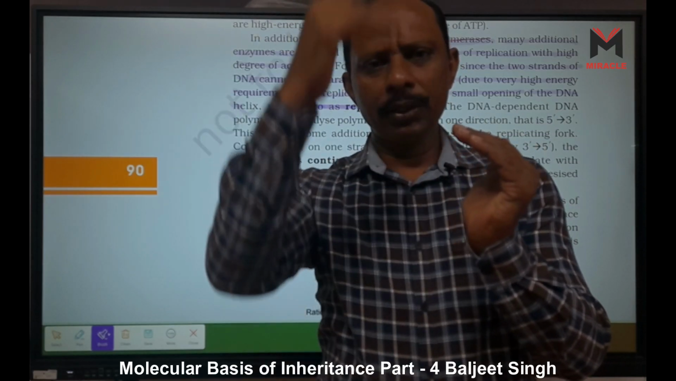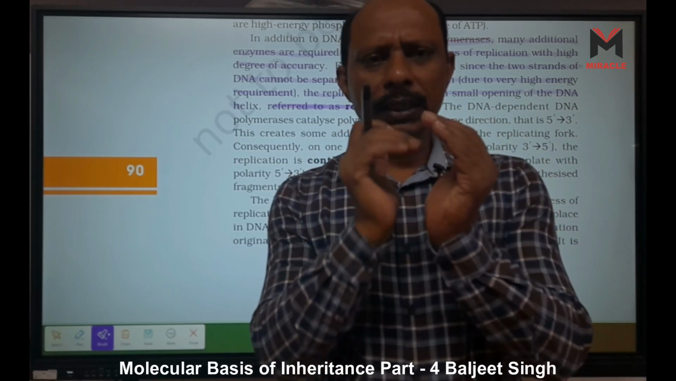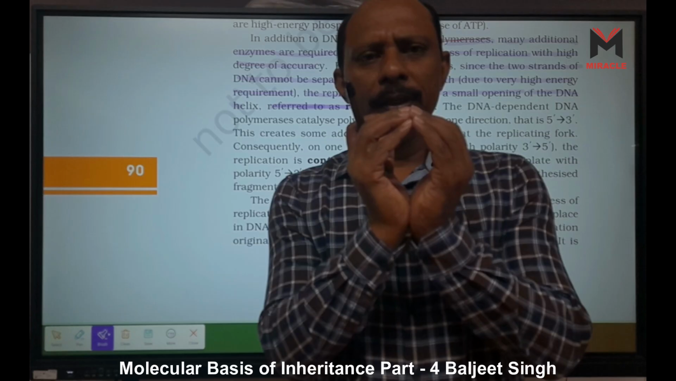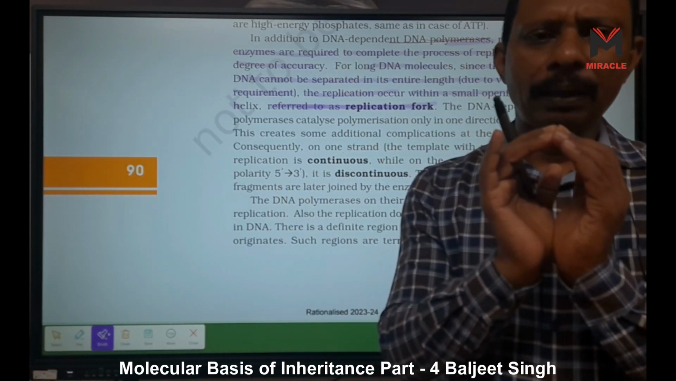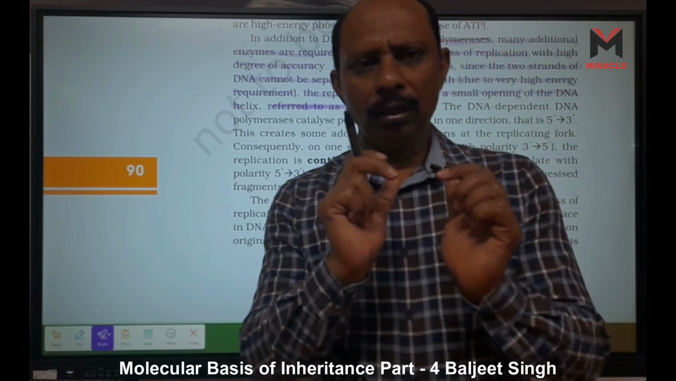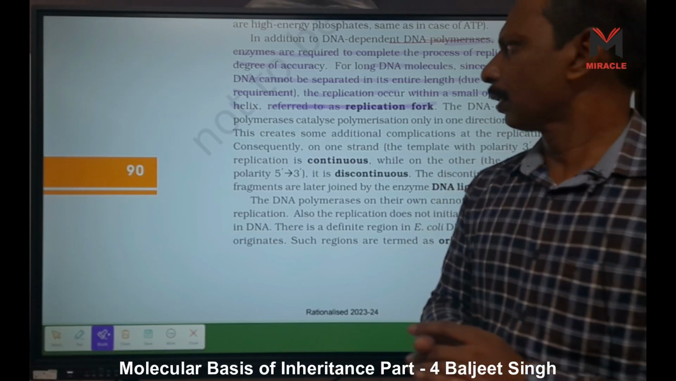Because this side also, hydrogen bonds are present, this side also hydrogen bonds are present, but in between, this is a site where hydrogen bonds are broken down. That means these two DNA strands get separated. When they get separated, what happens? Now here, a new strand starts. Formation of the new strand starts.